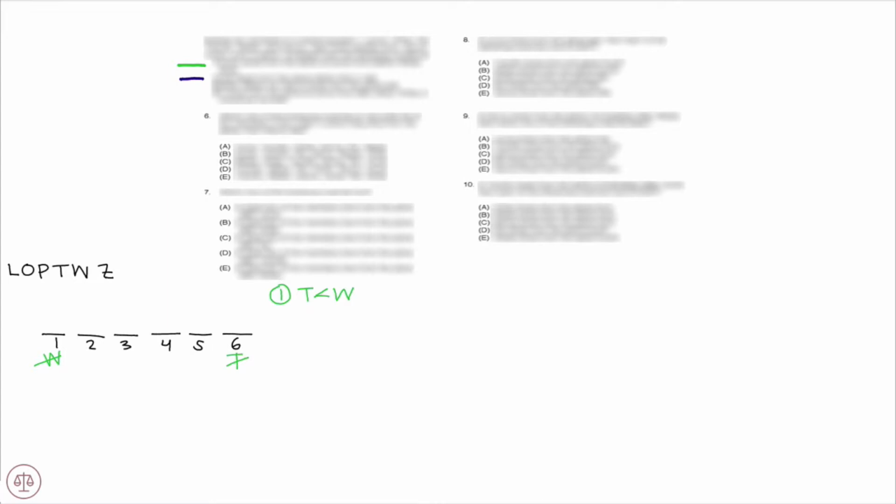Now we're going to go to rule number 2. L dives from the plane either first or last. Okay, so if L is not first, then L is last, and if L is not last, then L is first. So that means L is not second, L is not third, L is not fourth, and L is not fifth.